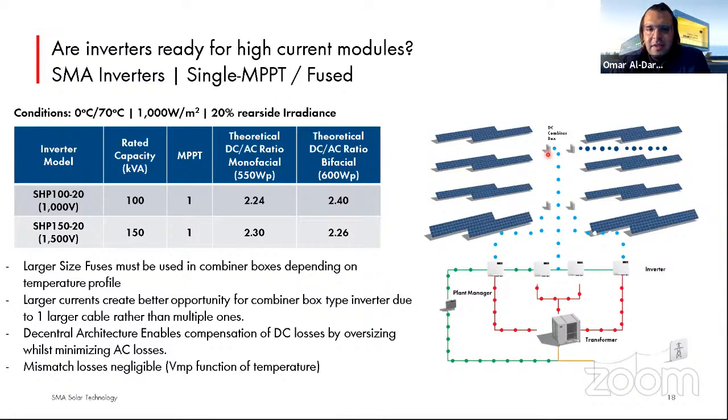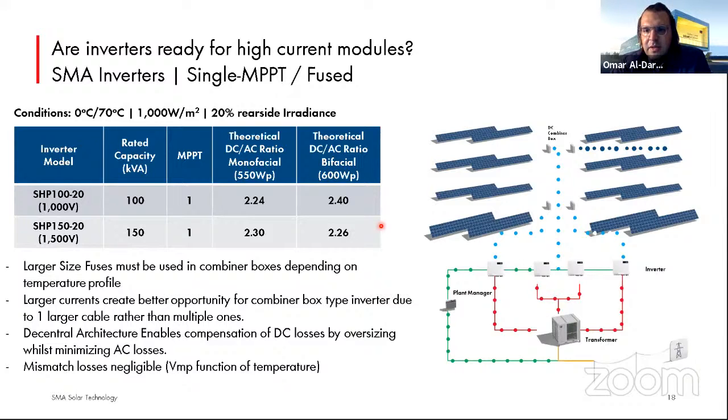For higher currents, you would assume that the DC combiner would move more towards the modules due to the higher cross-section of the cables coming from the modules. The decentral architecture, this is what we call decentral architecture, enables compensation of your DC losses coming from the higher currents, by actually vamping up your DC to AC ratio.